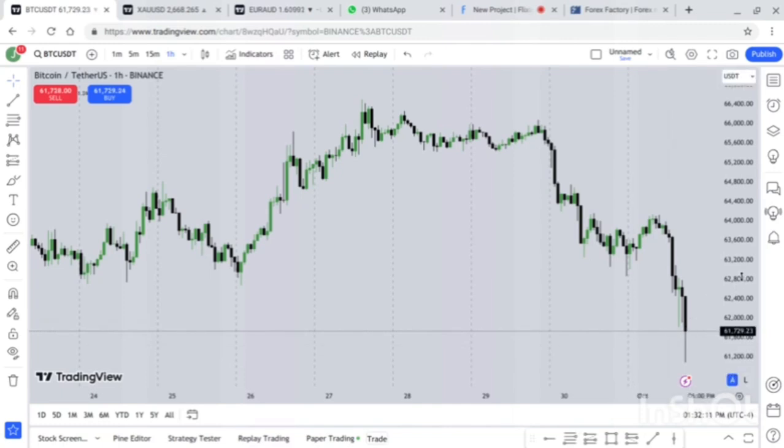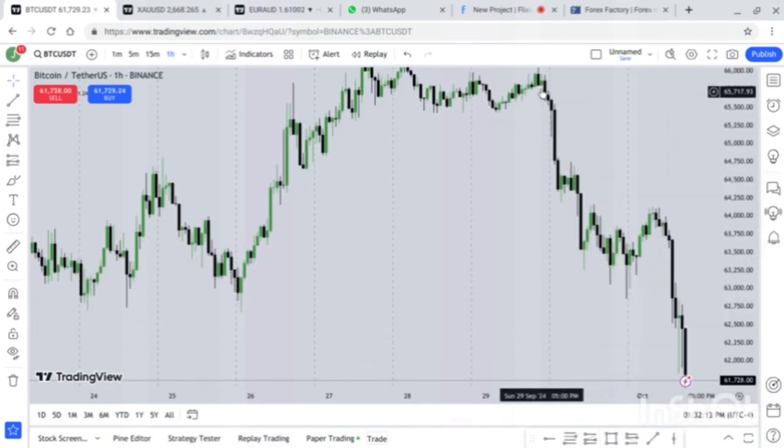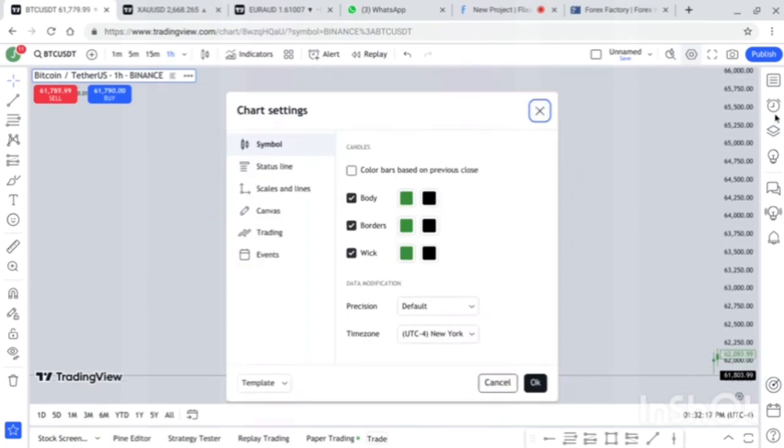Now on the hourly time frame, if you look at this now, if I place an entry here, I have to wait for how many hours to make profit. Now you count the candlesticks.